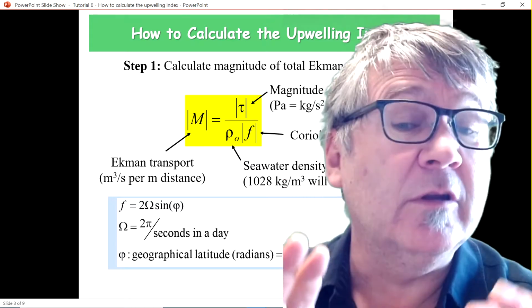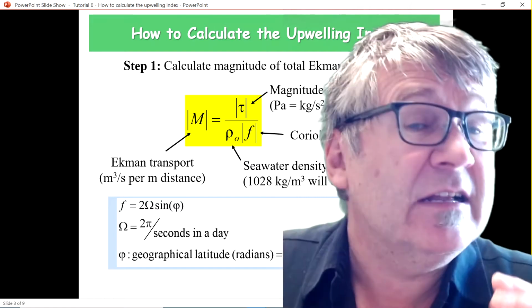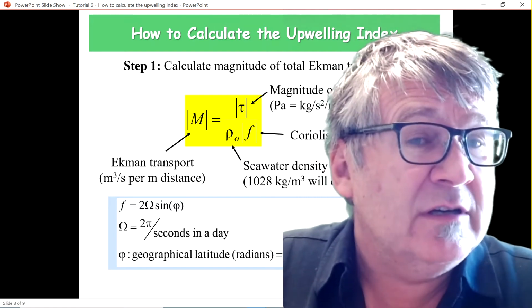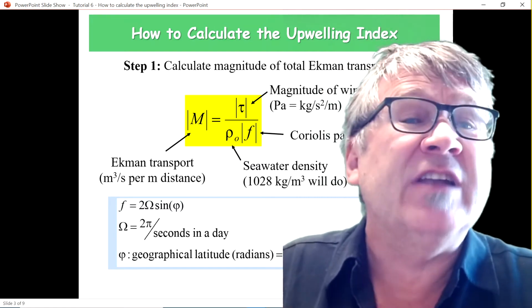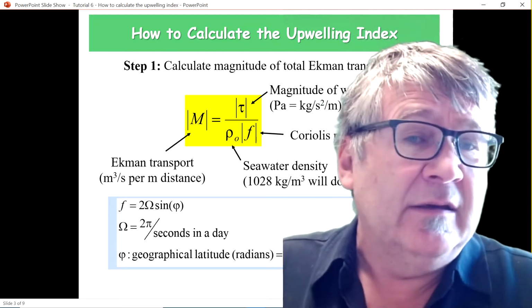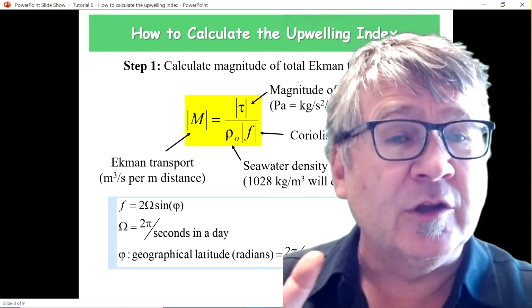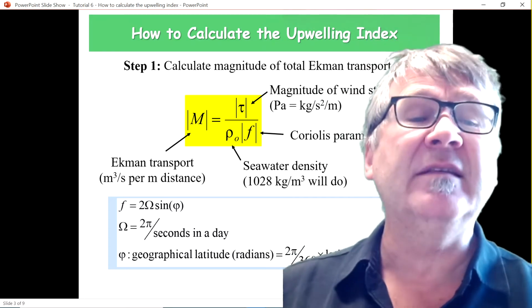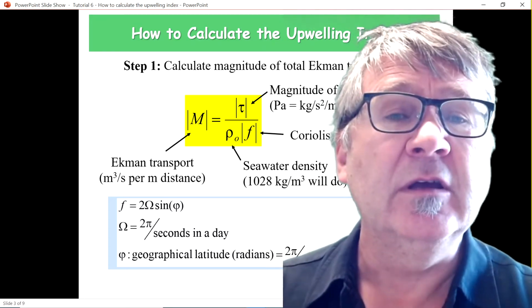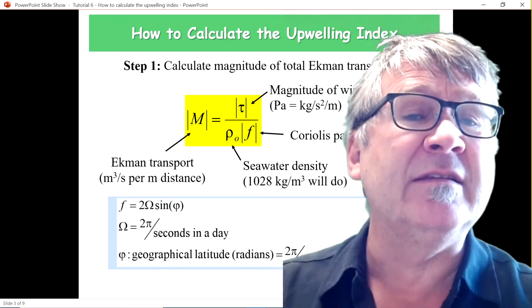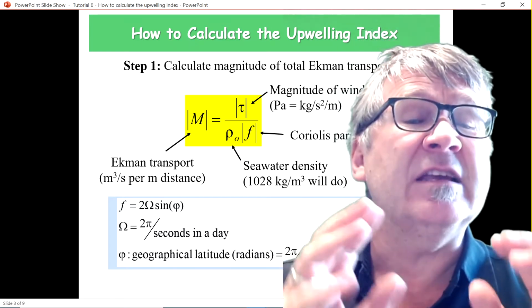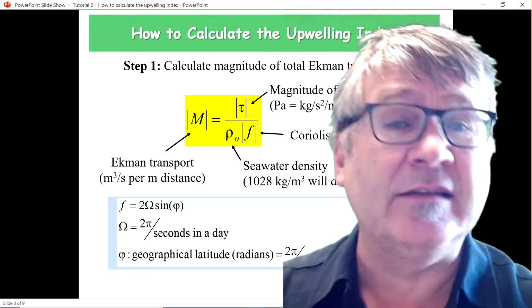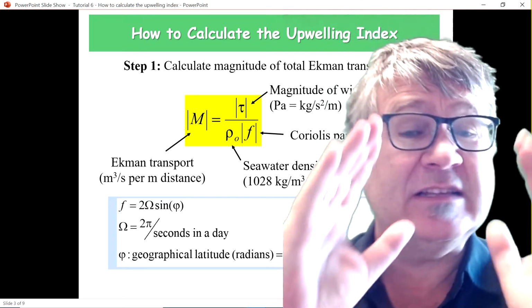And so there's a formula, and the details of what happens in the water column and in the ocean actually don't matter, like turbulence or so. The total transport only depends on the magnitude of the wind stress, and then it's modulated essentially only by the geographical latitude. So let's see what's written here.